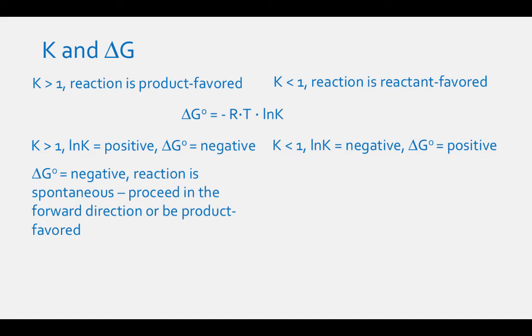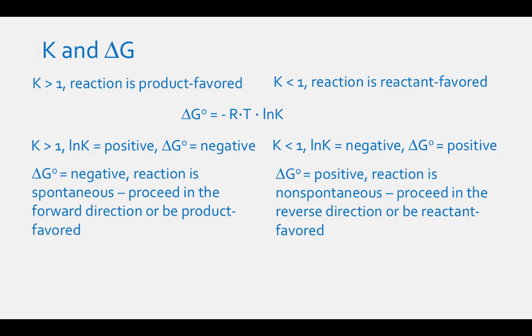If standard delta G is less than 0, then the reaction is spontaneous, and it will proceed in the forward direction or be product-favored. If standard delta G is greater than 0, then the reaction is non-spontaneous, and it will proceed in the reverse direction or be reactant-favored.